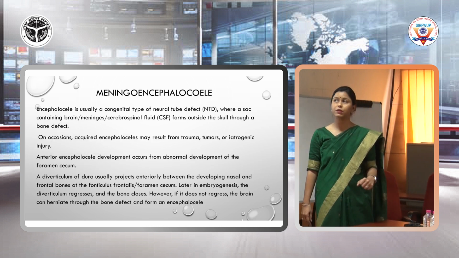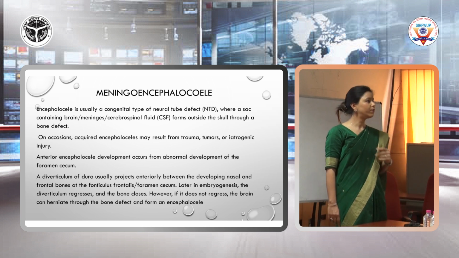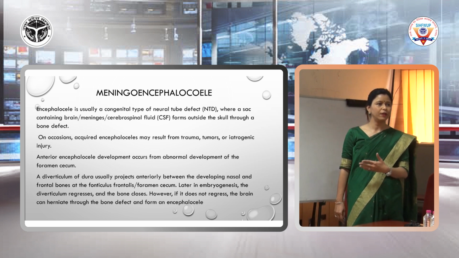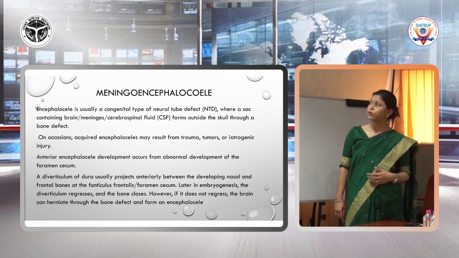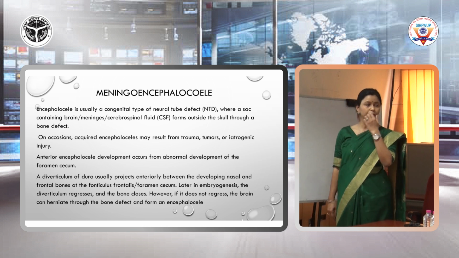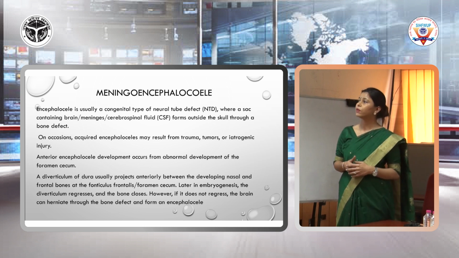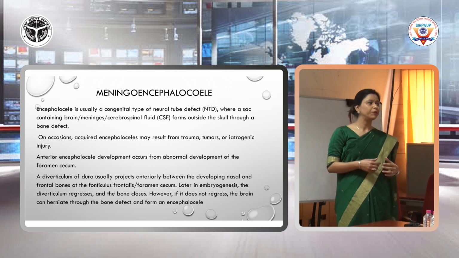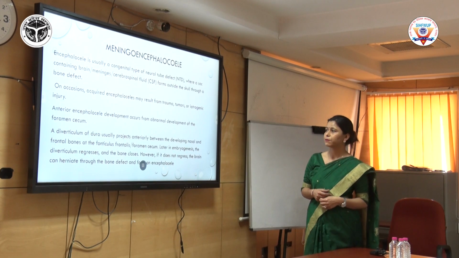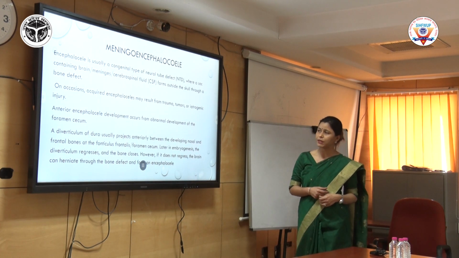I also have to deal with meningoencephalocele, so a few words about meningoencephalocele. This encephalocele can be congenital and it can be acquired also. Acquired in cases like CSF rhinorrhea, or it can be congenital because of neural tube defects, when the neuroectoderm fails to lose communication with the outer epithelium. So a sac containing the brain, the meninges and the CSF forms outside the skull through a bone defect. Acquired encephalocele may result from trauma, tumors or iatrogenic injury.